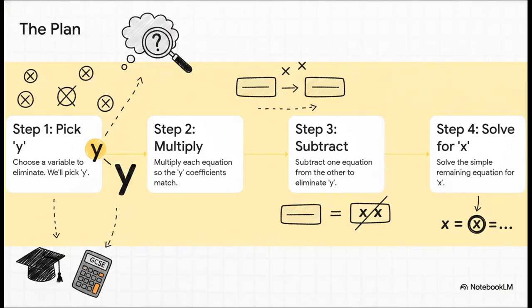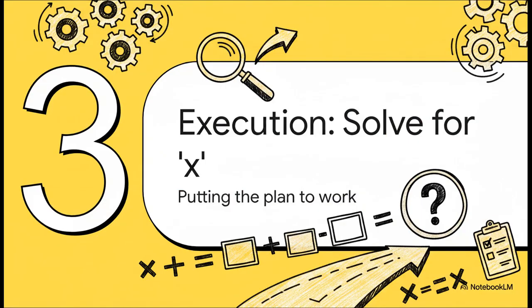So here's our 4-step game plan. It's pretty straightforward. First, we'll decide which variable to get rid of. Let's pick y. Then we'll do some multiplication to make the y parts identical. After that, a quick subtraction makes the y's vanish. And finally, we solve what's left to find x. It's a nice clear path to the answer. All right, enough planning. Time to get our hands dirty and actually execute this thing. We're going to follow our plan step by step to hunt down the value of x.